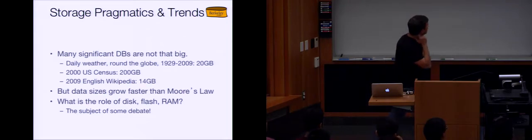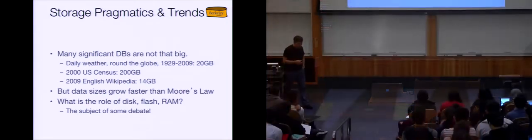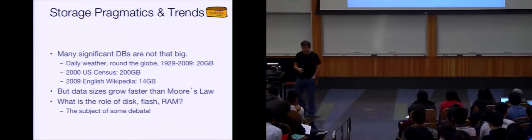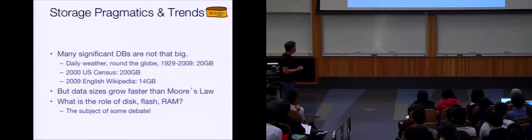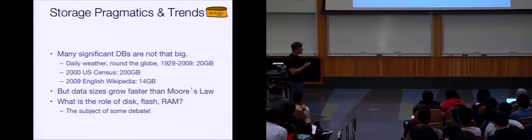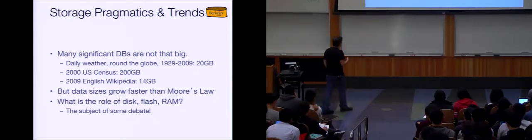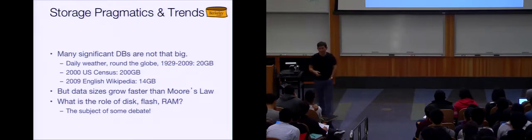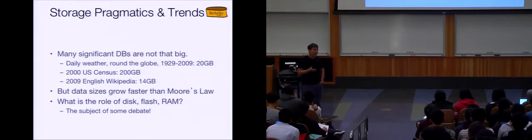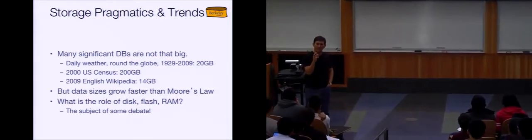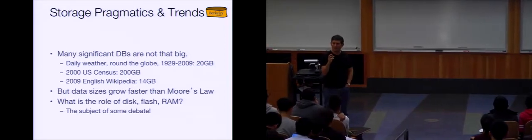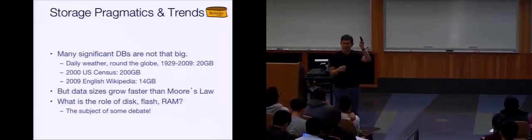All right, so some pragmatics, and I've been telling you this, but here are some numbers. Many significant sources of data are really not that big. The daily weather around the globe over the course of 80 years, 20 gigabytes. The U.S. Census, 200 gigabytes. The English Wikipedia from 2009, 14 gigabytes. So a lot of problems where you're like, I'm going to build a knowledge base of all of mankind's knowledge, like Wikipedia, they fit on your phone.